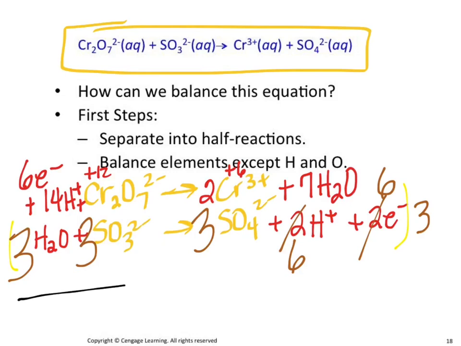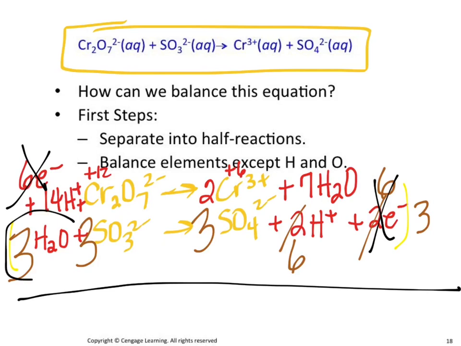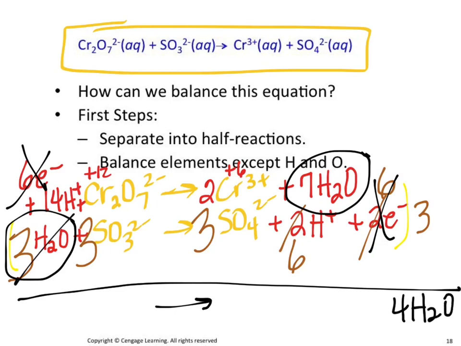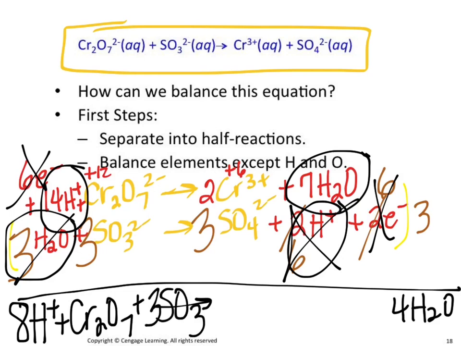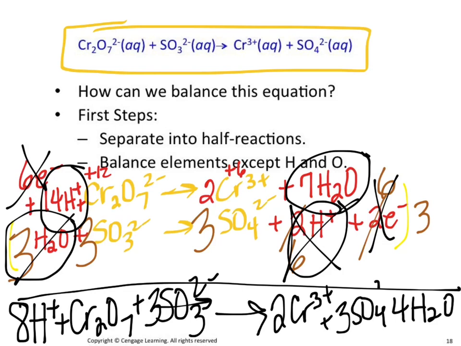Once you've done that, you come back and you clean it up. So my electrons go away. I have 3 waters on this side and 7 over here. So we have 4 left, and that goes over here. So 4 H2O. I have 14 hydrogens right here, and I have 6 over here. So these 6 go away, and that leaves me with 8 hydrogens. And I have Cr2O7 plus 3 SO3 2 minus. And then we have 2 Cr3 plus 3 SO4 2 minuses.